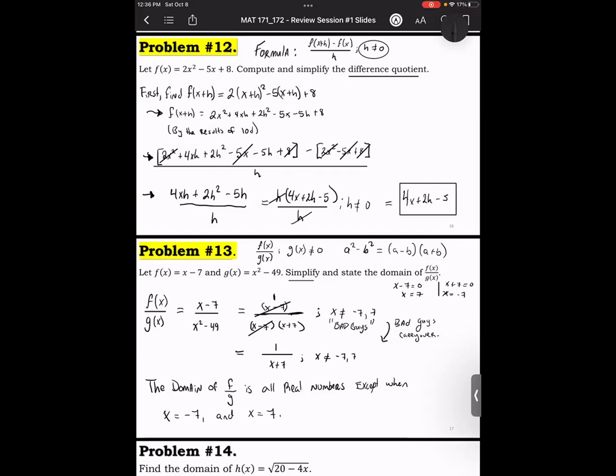Your domain could be anything from a number line point of view, but these two values. You can get really close to them. You can have something like negative 6.9999. That's still valid. But as long as you hit -7 or you hit 7, it's over. Game's over. You hit the bad guys. Any questions on problem 13?